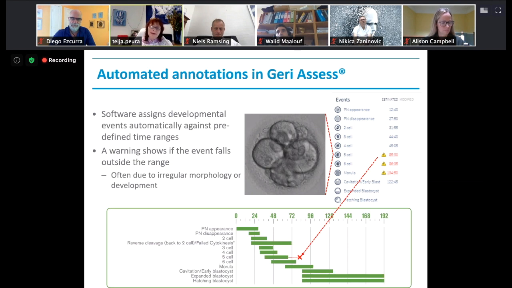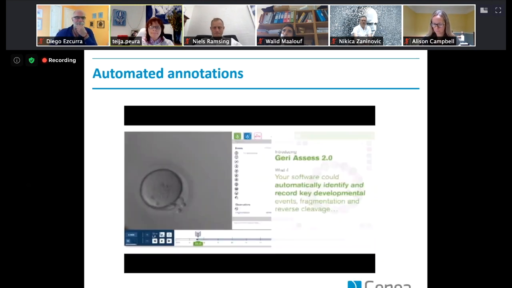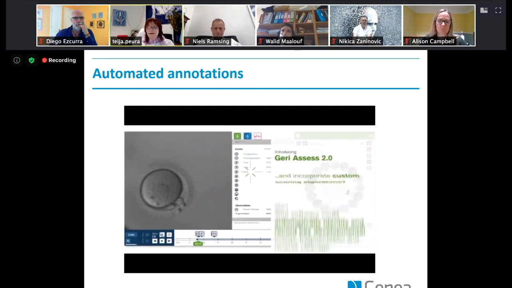Like for example, in this real case scenario, this is an embryo that was detected to be at the 5-cell stage, but because it happened so much later than it should be expected to happen, this immediately alerts embryologists that there's something funny going on with this embryo, especially because a couple of subsequent events were also off the scale. And that means that the embryologist can then go and manually annotate these embryos. I probably won't go through this video because, again, Diego already showed it.